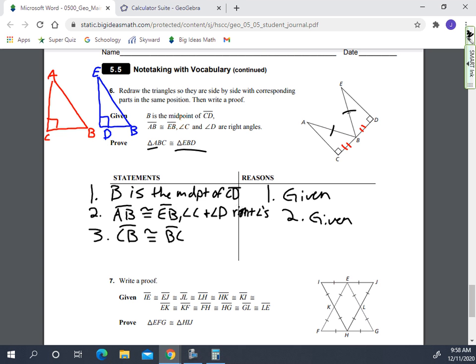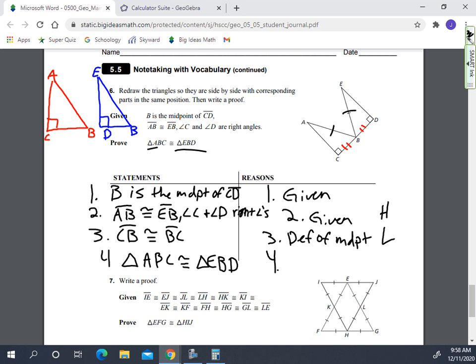What's our reason? Definition of midpoint. Okay? And then finally, look at that, we have our hypotenuse, and then our leg. So we have triangle ABC is congruent to triangle EBD because of hypotenuse, leg. Okay, there it is. Got it.